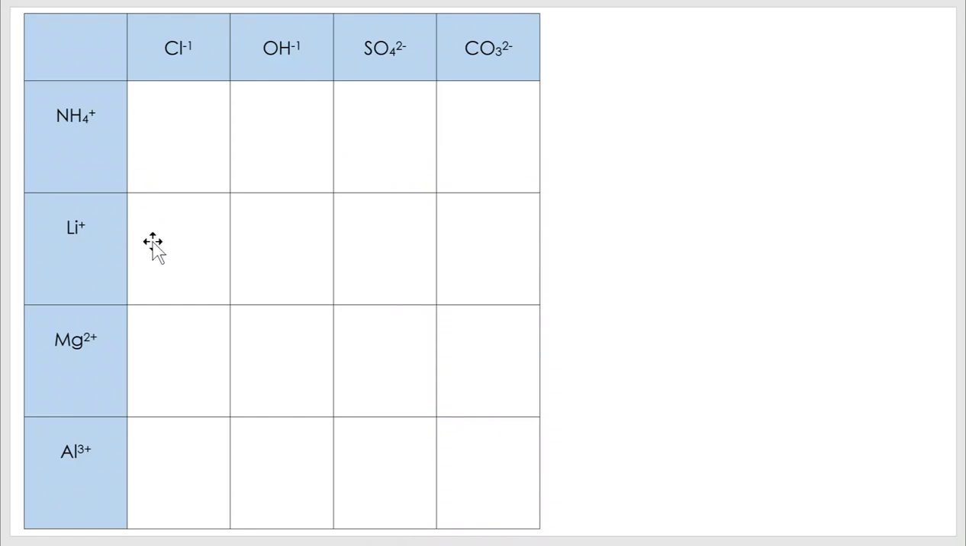I'm going to start off with the lithium column first, actually, because that's more straightforward. Li and Cl. Well, Li is plus 1, Cl is minus 1. I need one of each of them, so my formula is LiCl.